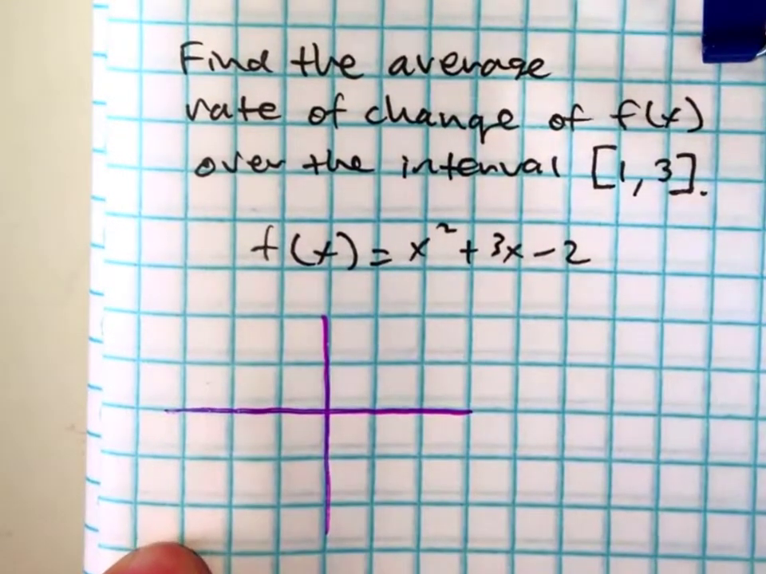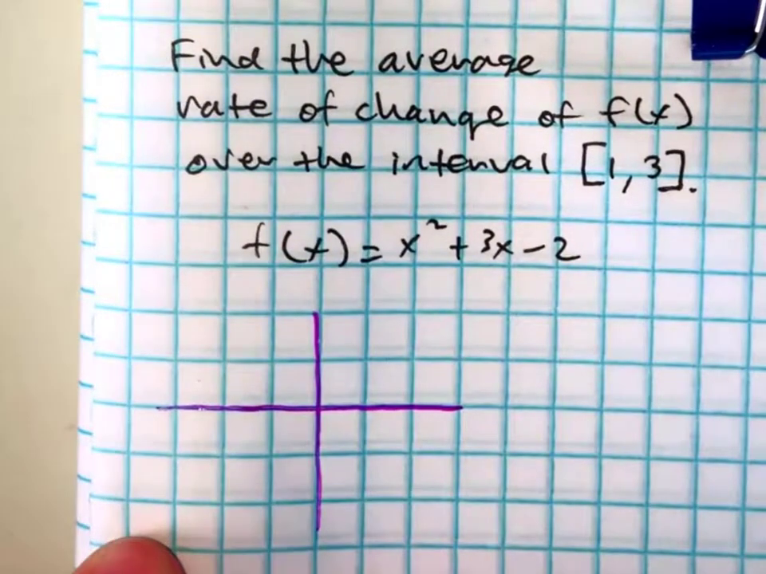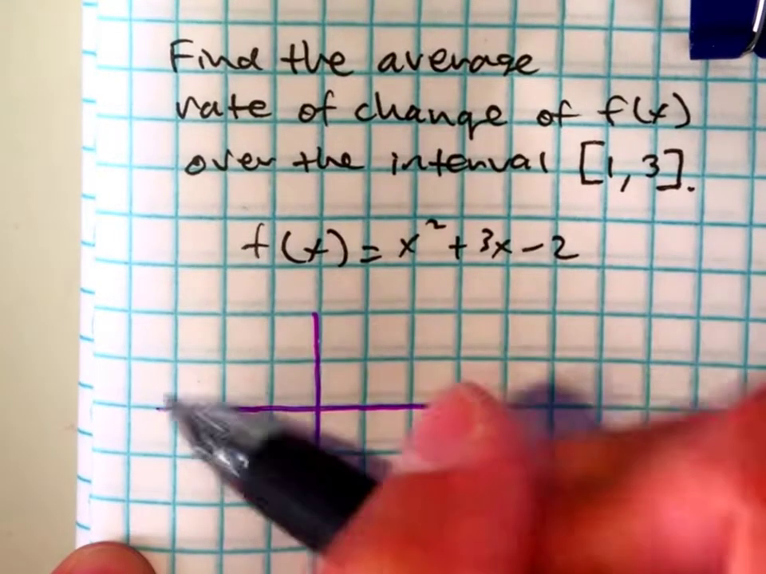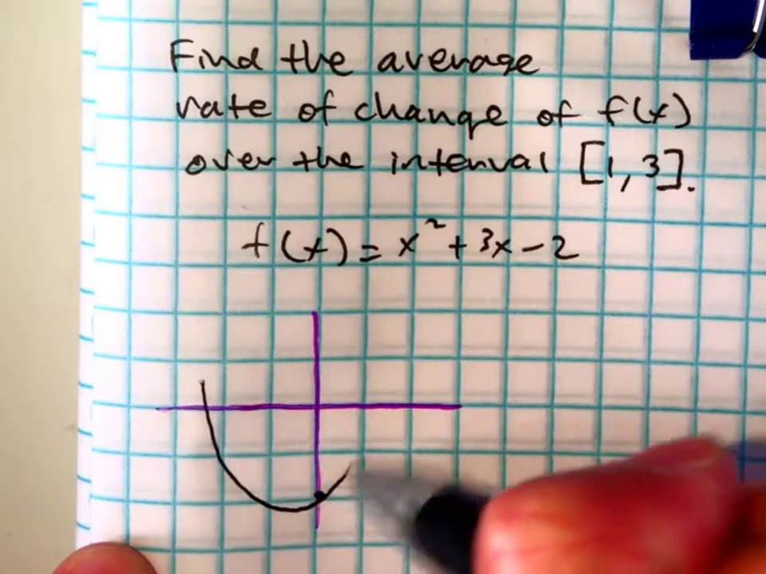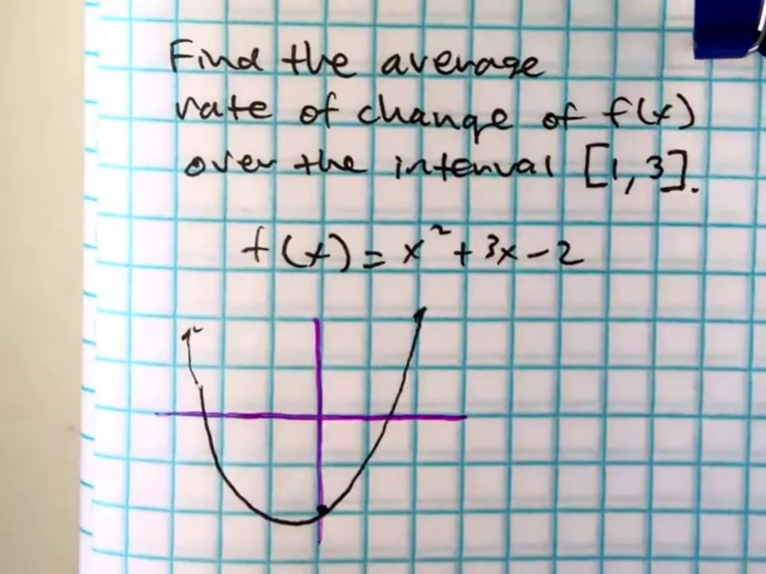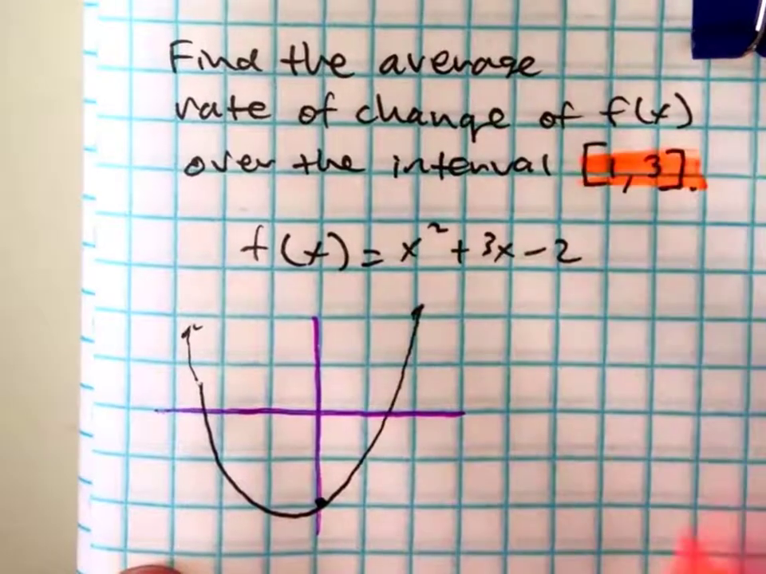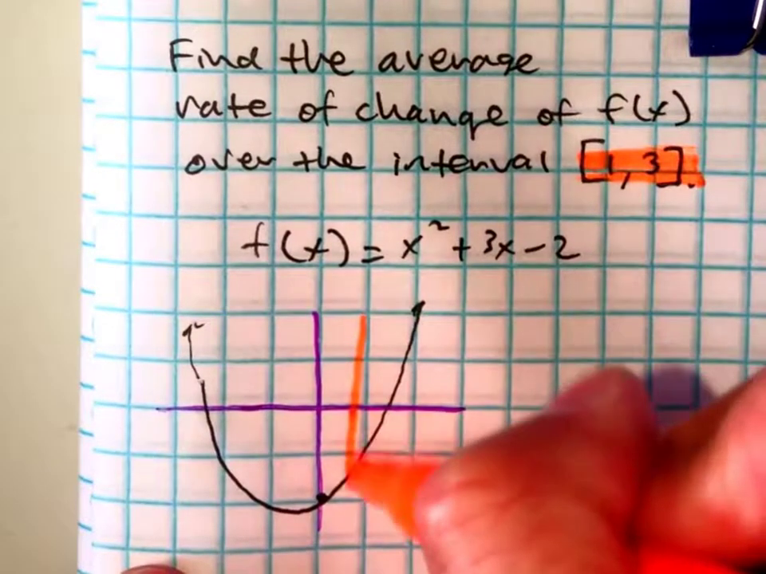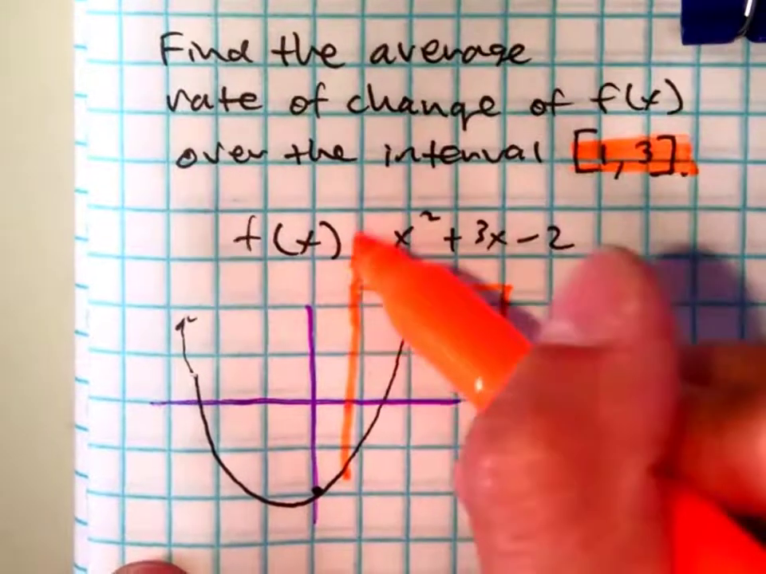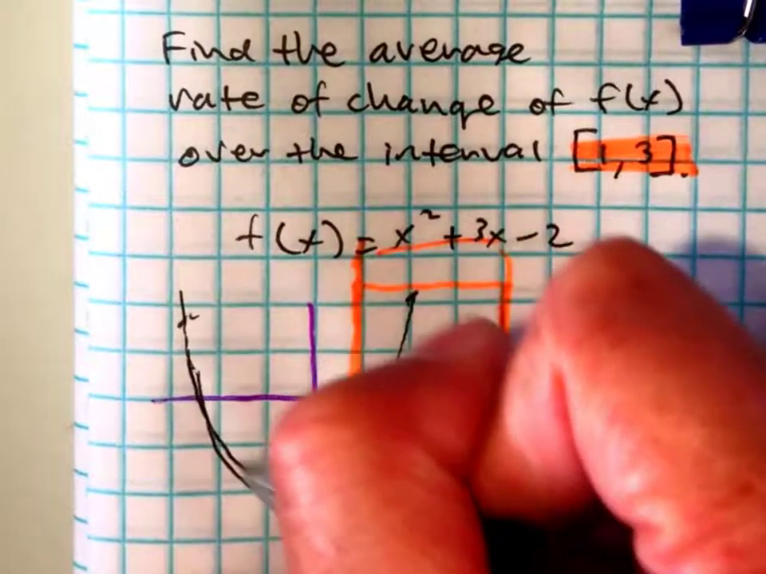If you made a quick sketch, this is a quadratic, so it's going to be a parabola. The a value is positive, so it's opening up, and you have a y-intercept of -2. So your graph might look something like this. In this problem, though, your interval is between 1 and 3. On the x-axis, if you look at 1 and you look at 3, the question is, what does the graph look like between 1 and 3? What's the slope?